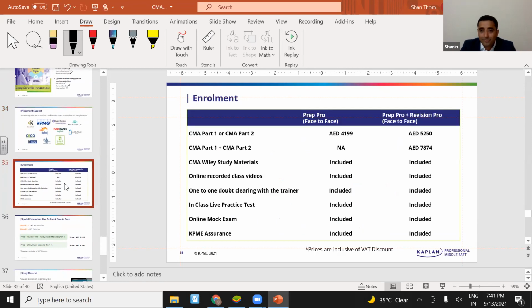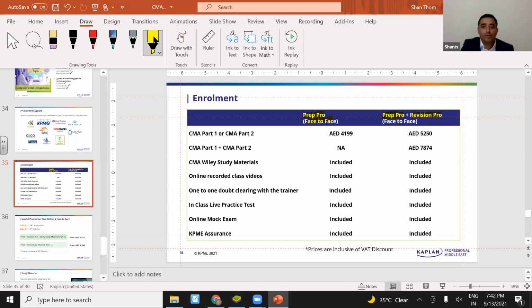Now, talking about the fees. Remember, there are two products that we have: the Prep Pro and the Prep Plus Revision. Ideally speaking, I would definitely suggest all of you go for Prep and Revision, because revision done closer to the exam is very, very important. Although it's just 2 days, trust me, it has been a game changer in the past.